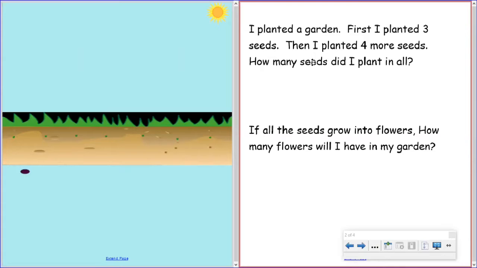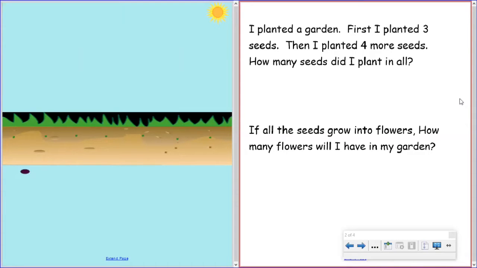The next sentence says, then I planted 4 more seeds. So in my mind, I can see myself planting more seeds. How many more did I plant? I planted 4 more. The question is, how many seeds did I plant in all? So let's go ahead and act out the problem so that we can answer the question.